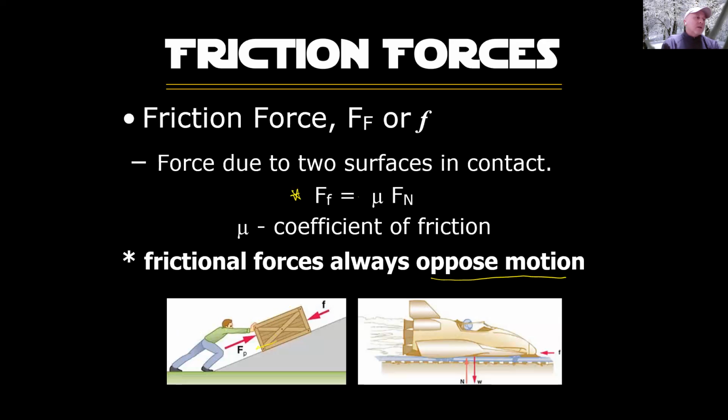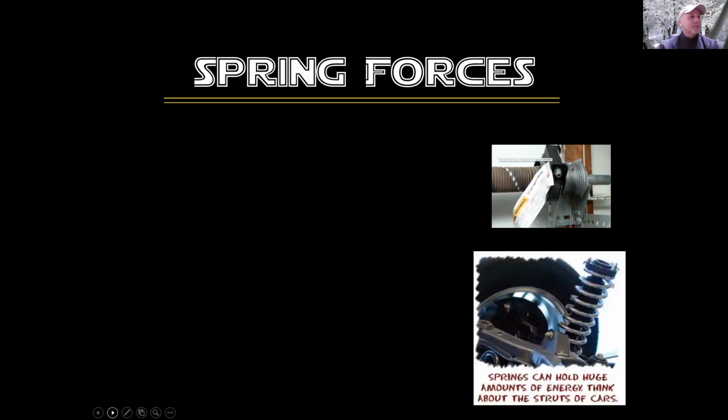The crate would want to move down the incline. That means friction would be up the incline, right? So even if it's not moving, there can still be friction as a force that's holding it in place. But it would always be in the direction opposite the way the thing would start to move if friction didn't exist. So it always opposes motion or the want of motion.